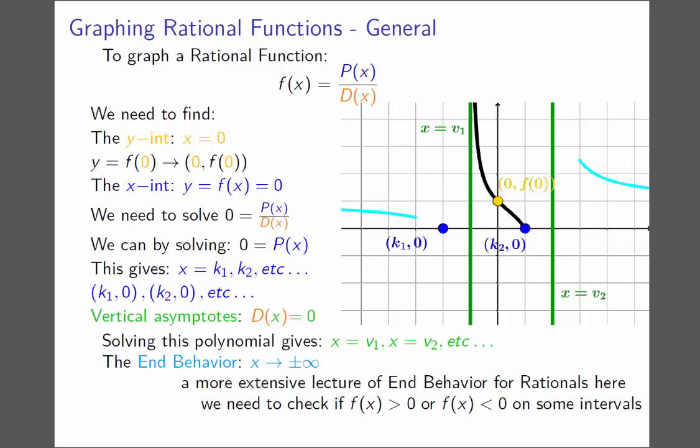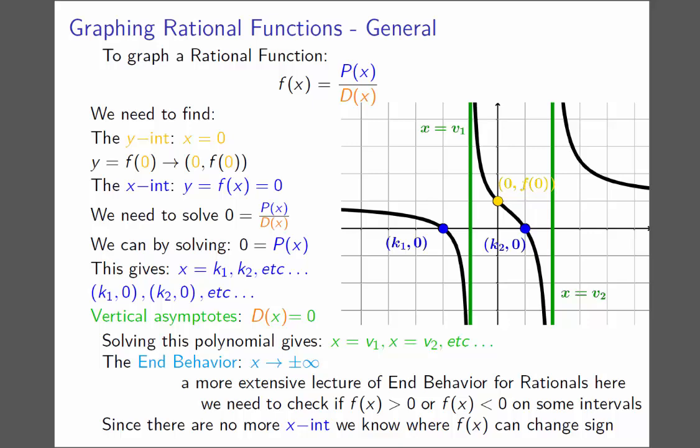By where our y-intercept is here, we can see that our function is positive between the vertical asymptote x equals v1 and the x-intercept k2, 0. Now, we know our function can't change between positive and negative between these, because if it did, we would have another x-intercept. So for each interval between an x-intercept or a vertical asymptote, we need to see if our function is positive or negative to fill in the rest of our graph.